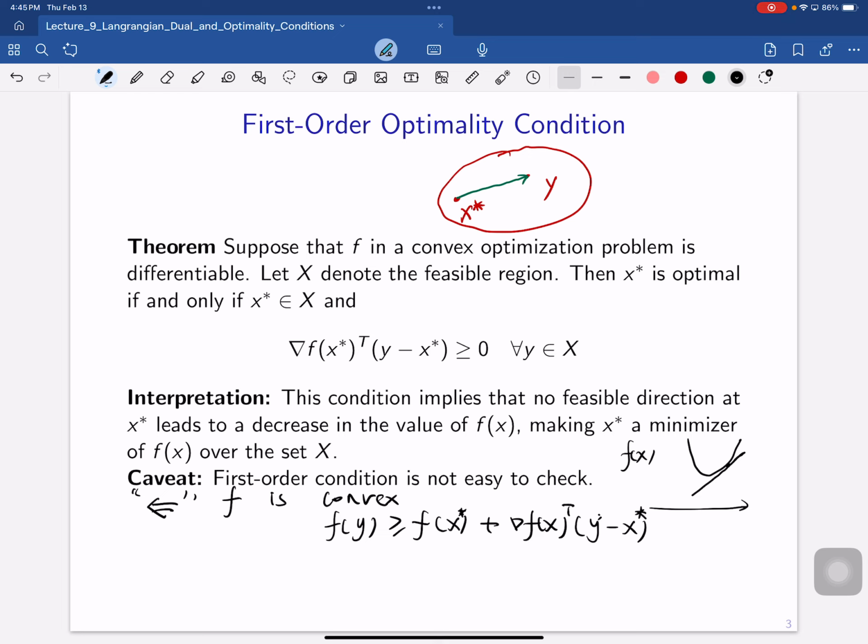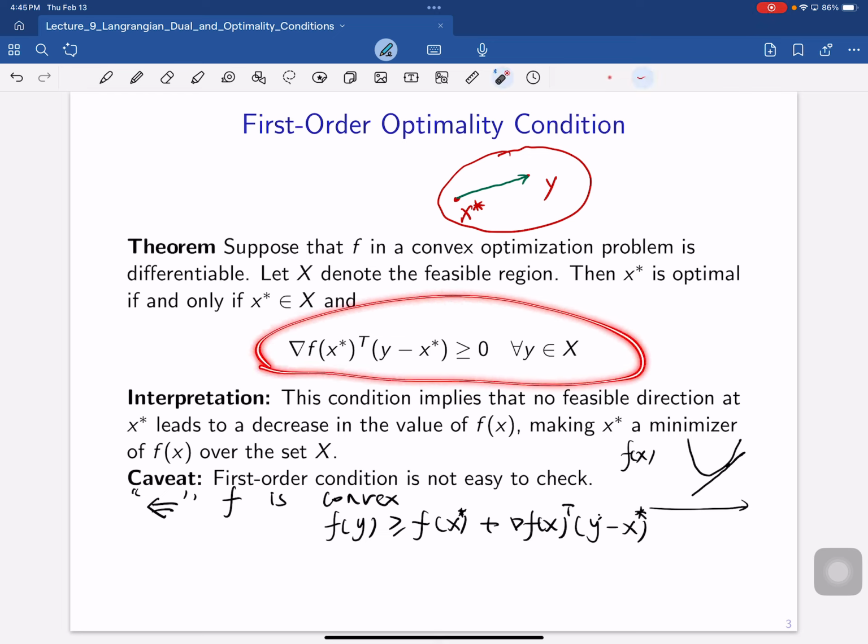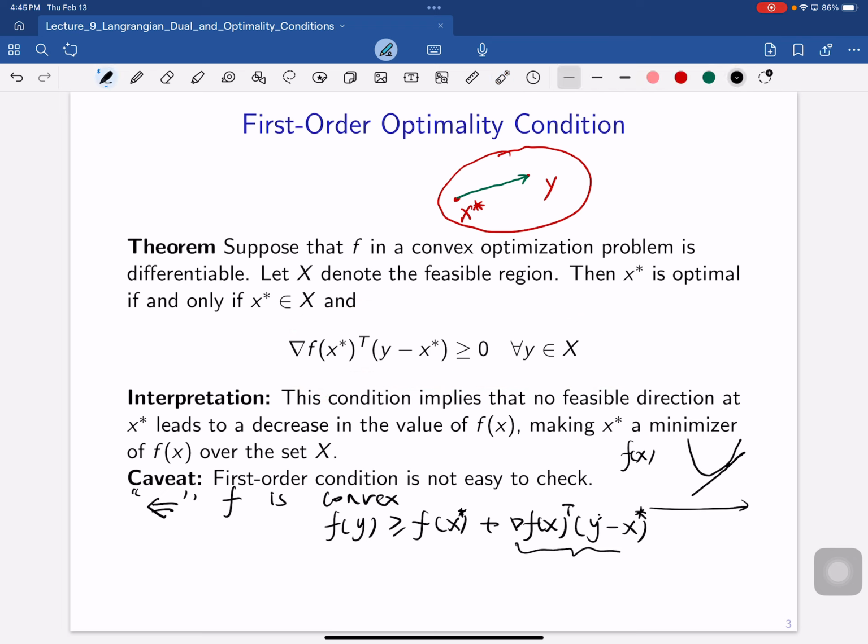Right. So now, if this condition holds, then this term is greater than or equal to 0. Now, if this is greater than or equal to 0, then we have f(x star) plus this inner product is greater than or equal to f(x star).